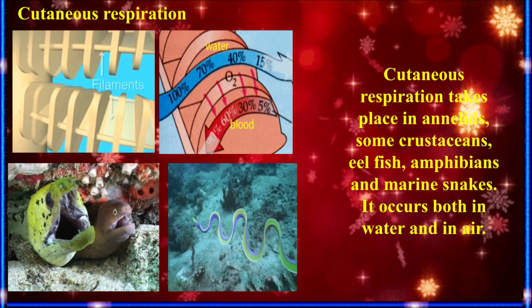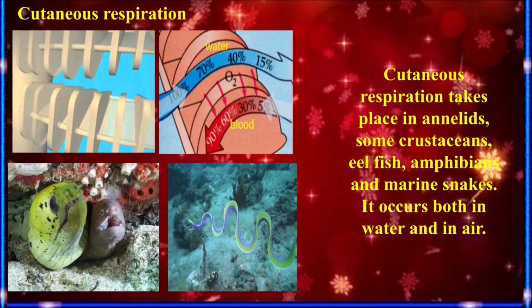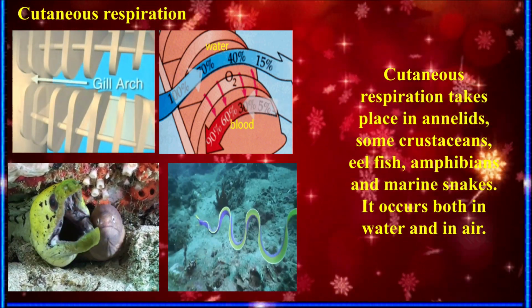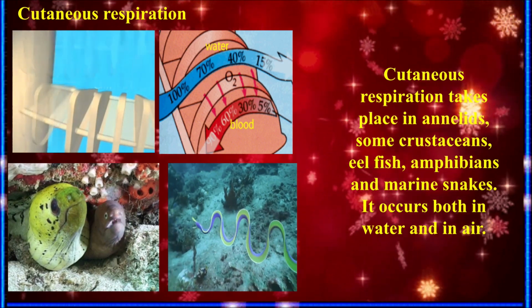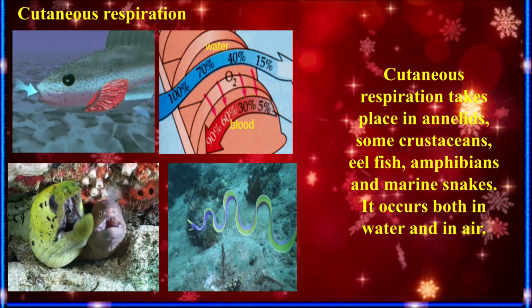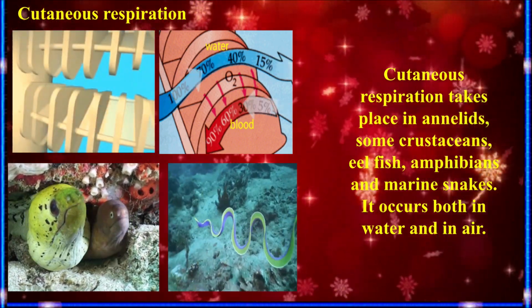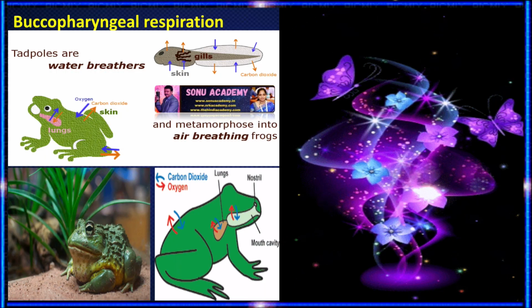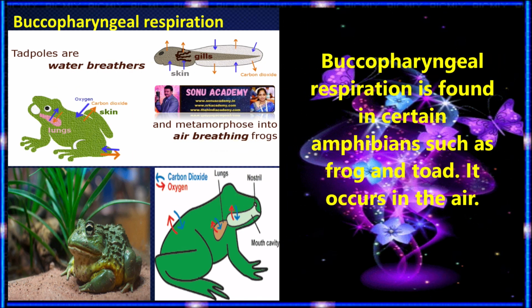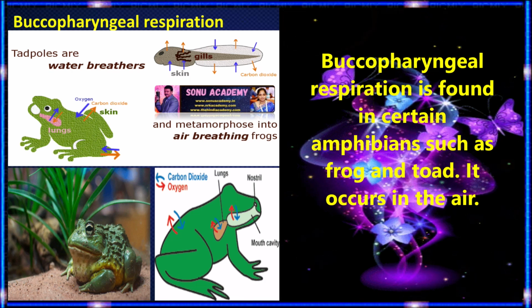Now let us discuss cutaneous respiration. Cutaneous respiration takes place in annelids. Some crustaceans like eel fish, amphibians, and marine snakes undergo this type of respiration. It occurs in both water and in air. Now let us discuss buccopharyngeal respiration. The buccopharyngeal respiration is found in certain amphibians such as frog and toad. It occurs in the air.